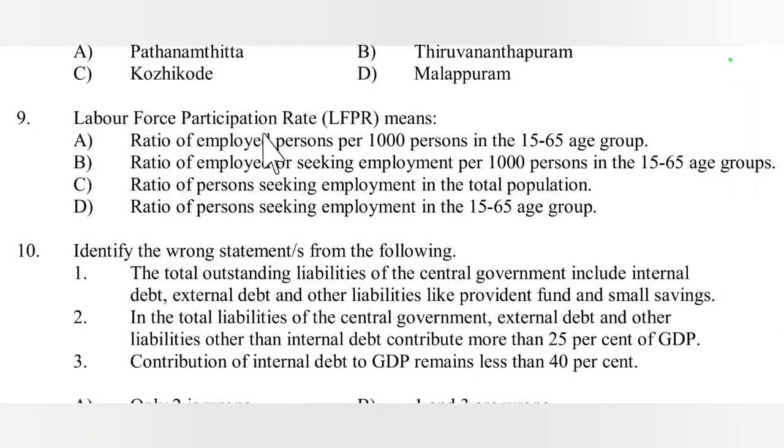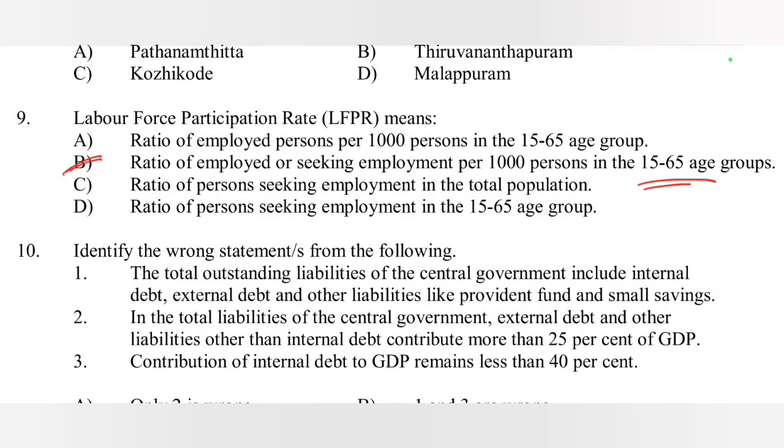First one is labor force participation rate. Labor force participation rate means the ratio of employed or seeking employment per 1000 persons in the 15 to 65 age group. So the question is labor force participation. Labor force participation means the ratio of employed and seeking employment per 1000 persons in the 15 to 65 age group.